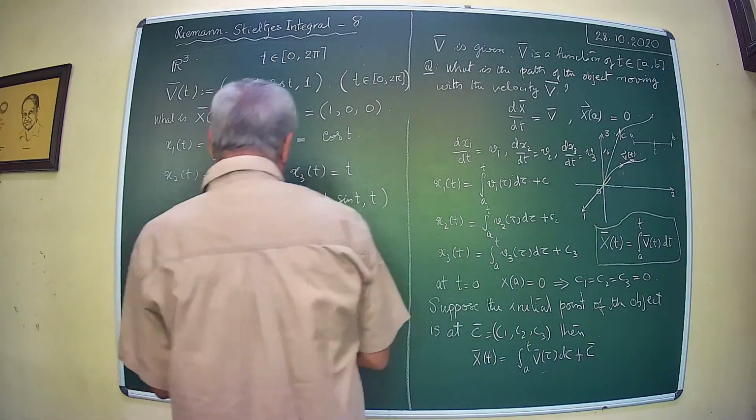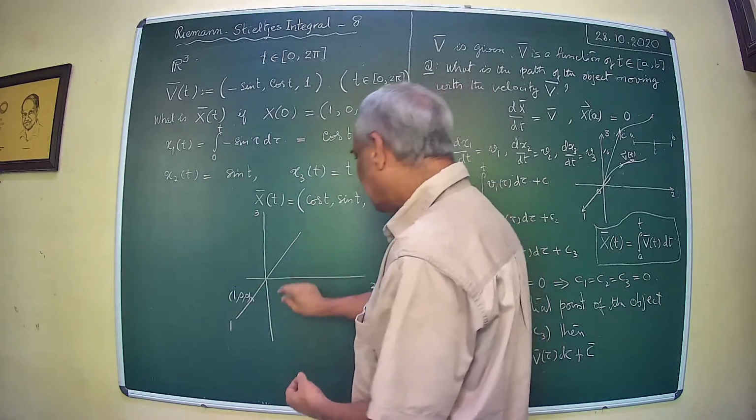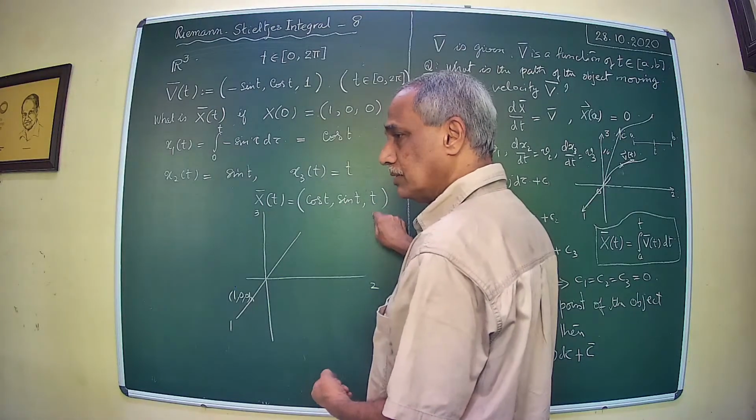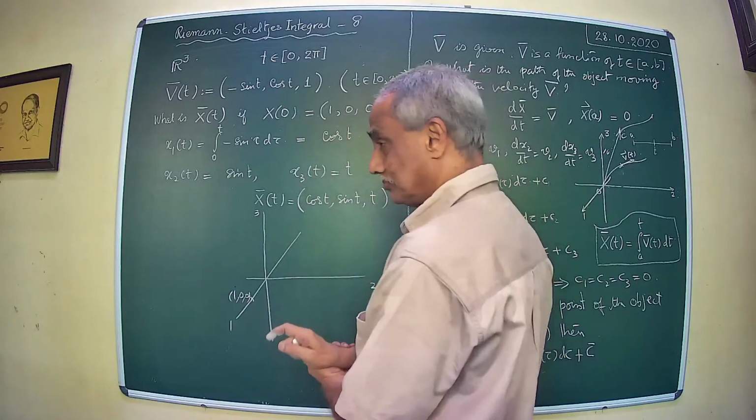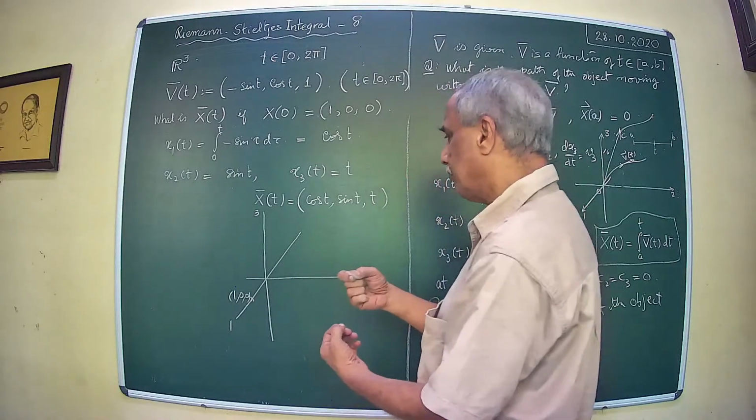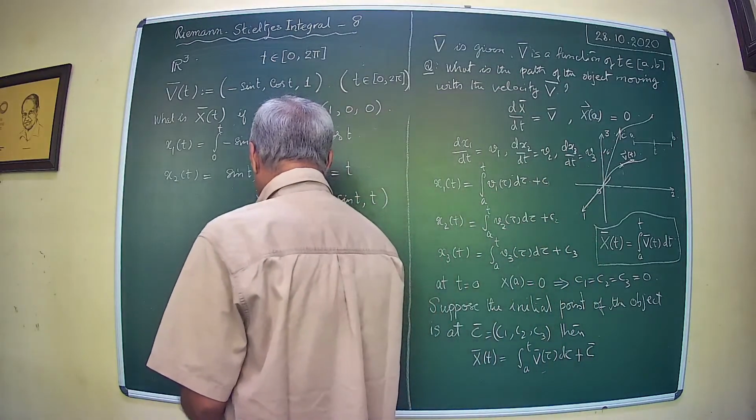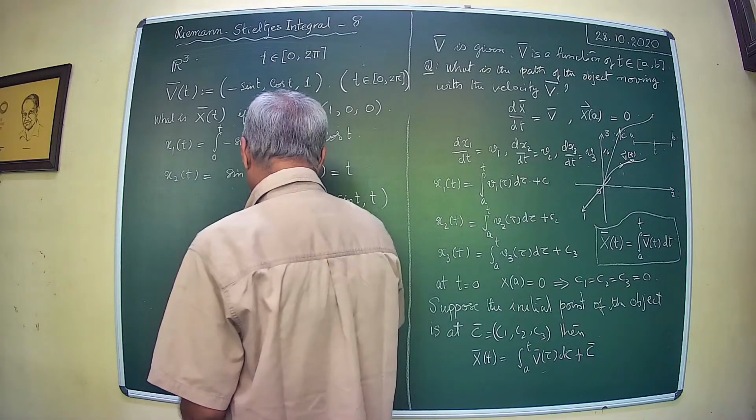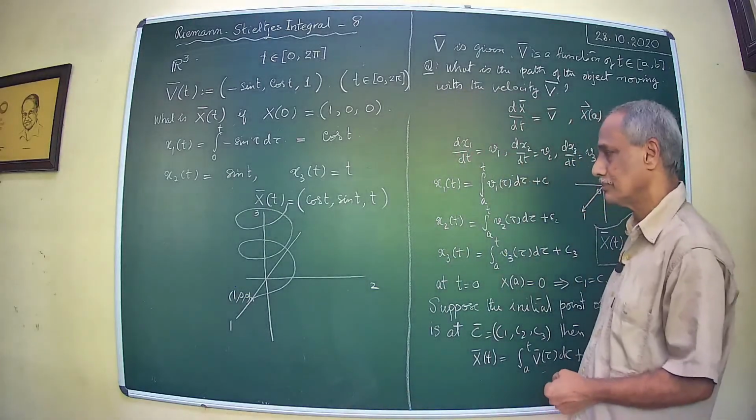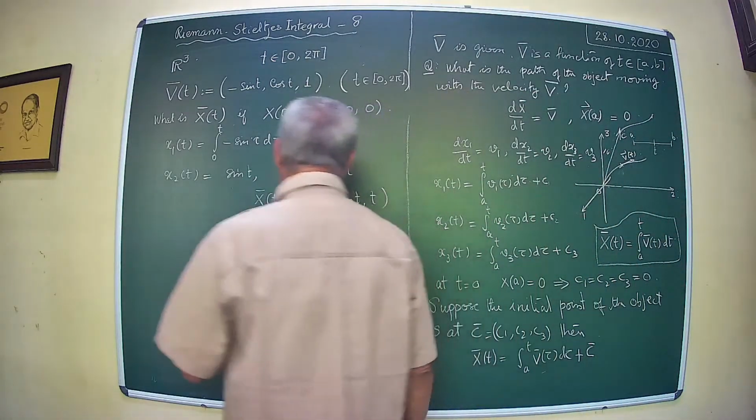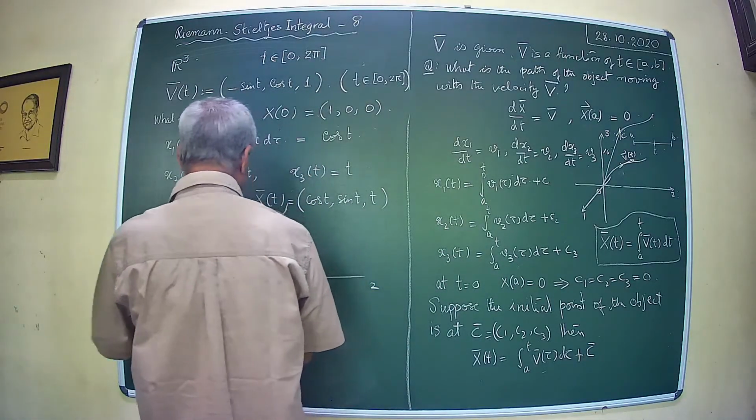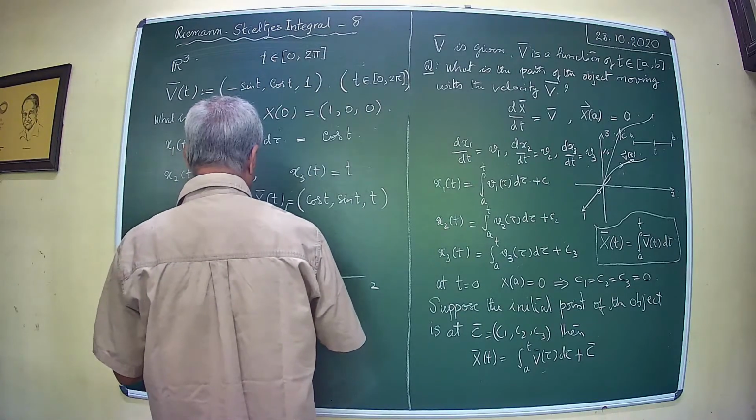Okay. Now at the same time, it's moving in the x3 direction with a velocity component 1. That means it just moves up. Okay. So the cumulative effect of this movement is that it just moves around in a spiral. Okay. So in fact, since we are considering t equal to 2 pi, we go only up to this.